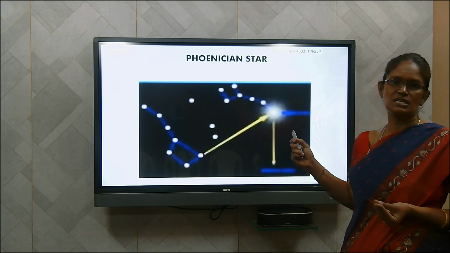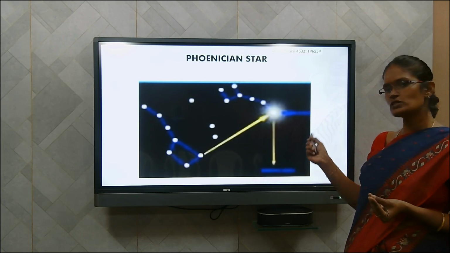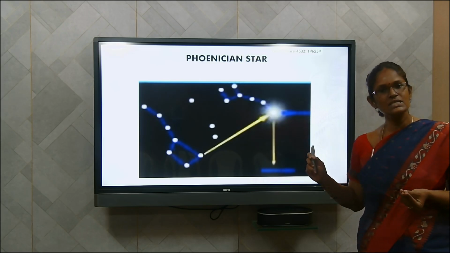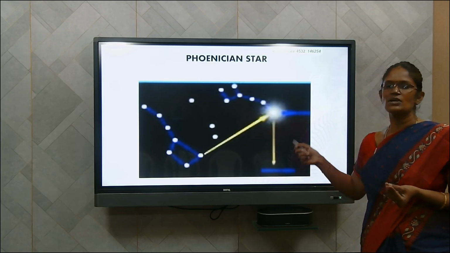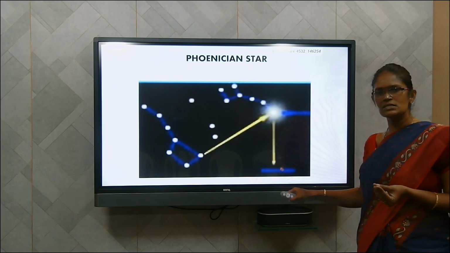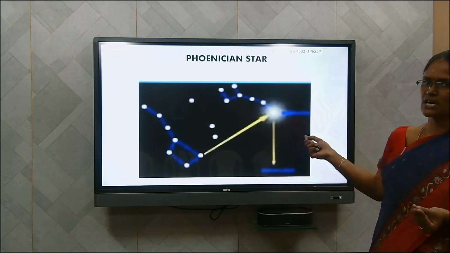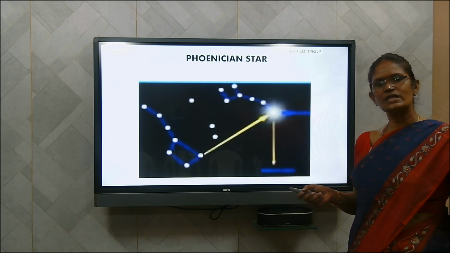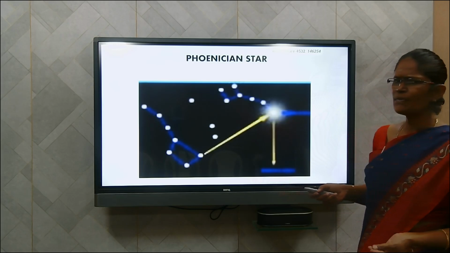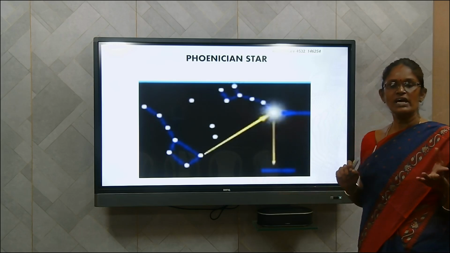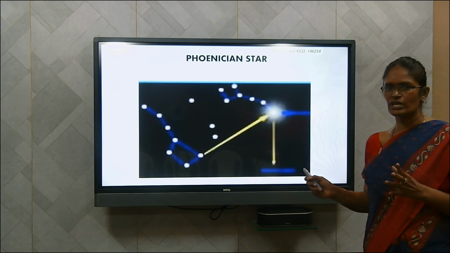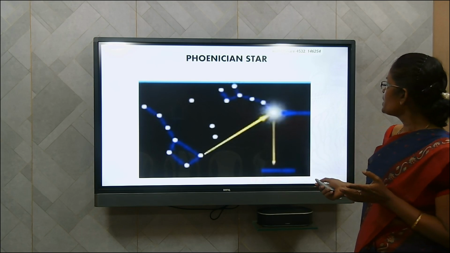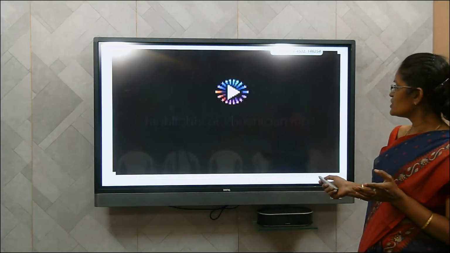This Phoenician star is nothing but a star that shows the northern direction. So this Phoenician star is called the northern star. As the Phoenicians had invented this, the northern star was called the Phoenician star. This northern star always shows the northern direction. So with the help of that, they were able to find out their other directions, and it was easy for them to move on to their own place. So this is the credit of the Phoenician people.